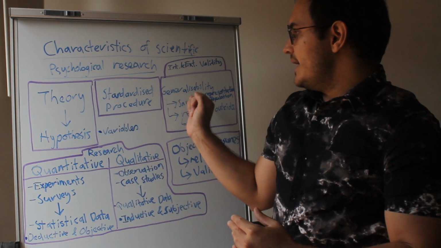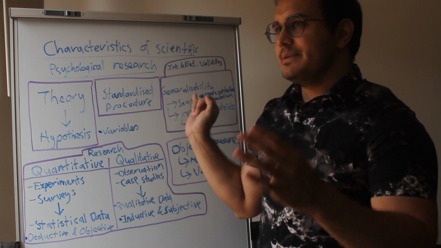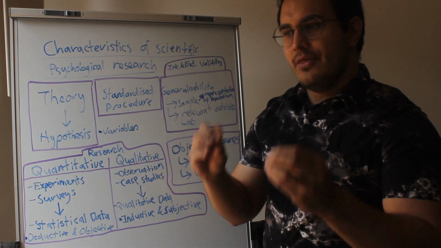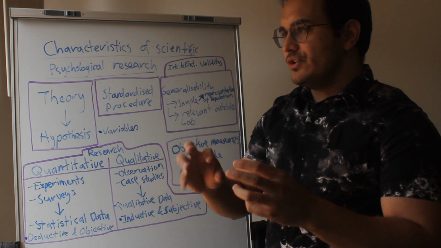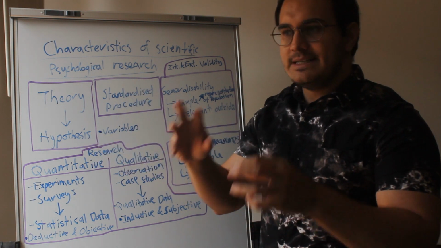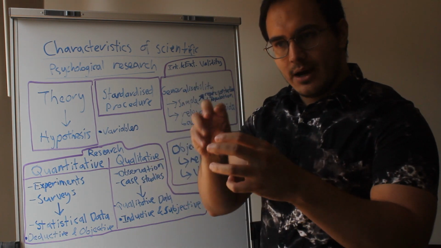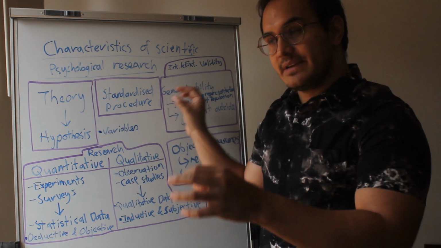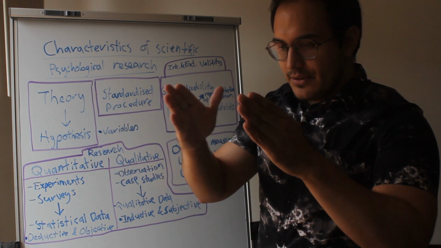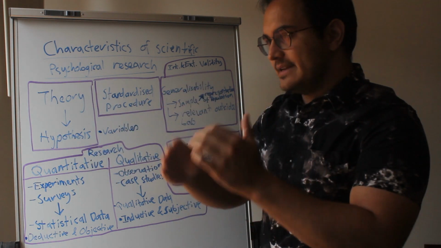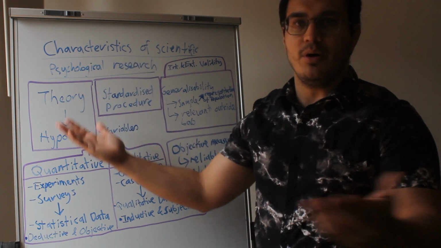If you have a good representation of the population, then that makes the sample generalizable, because the study conducted on that specific sample is generalizable to the population, because the sample is indicative of those who live in the population.